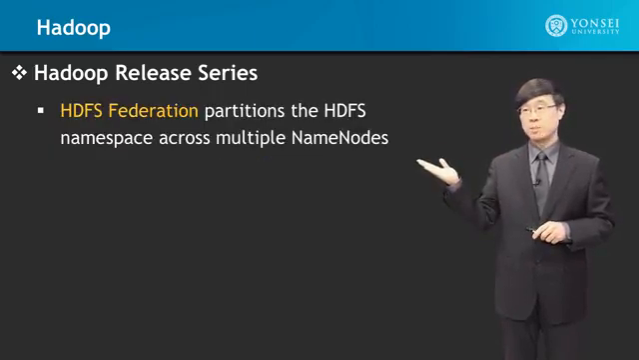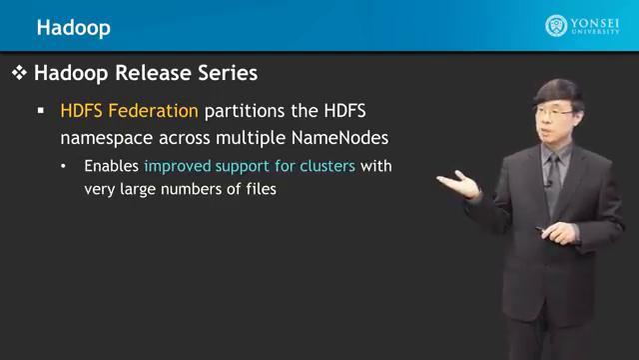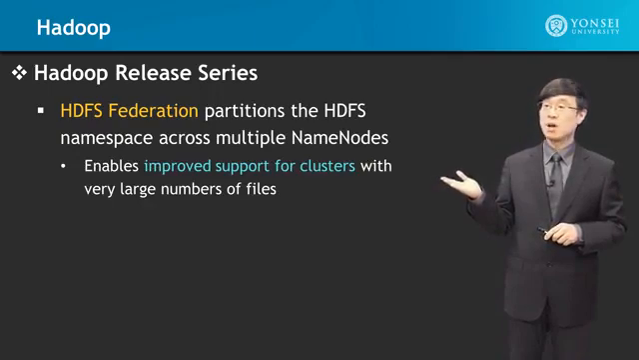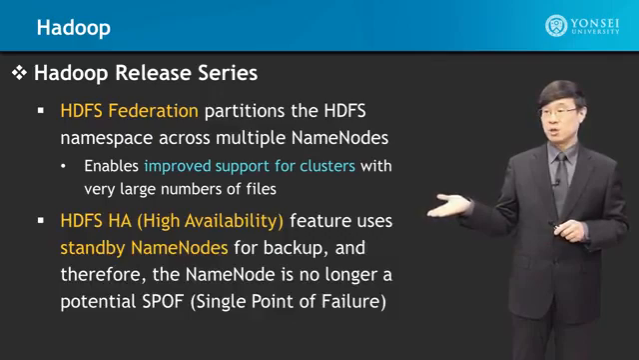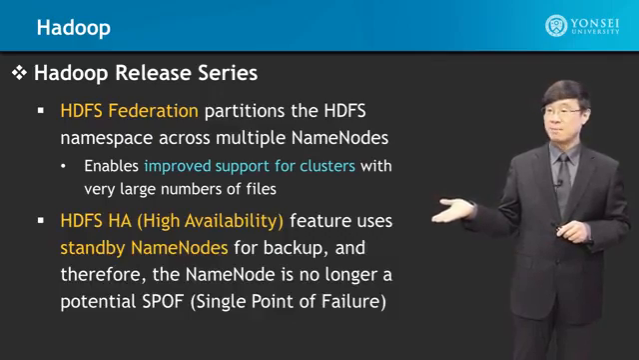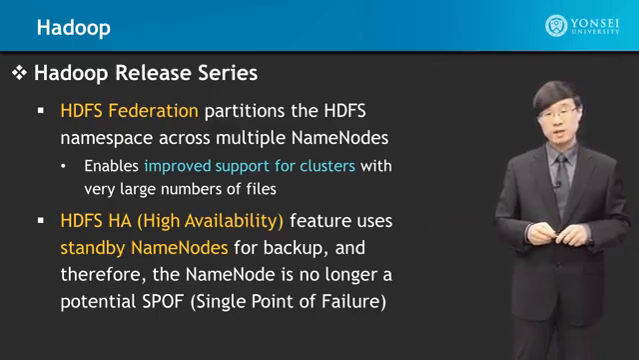HDFS Federation partitions the HDFS namespace across multiple name nodes. It enables improved support for clusters with a very large number of files. The high availability feature uses standby name nodes for backup, and therefore the name node is no longer a potential single point of failure for the system.